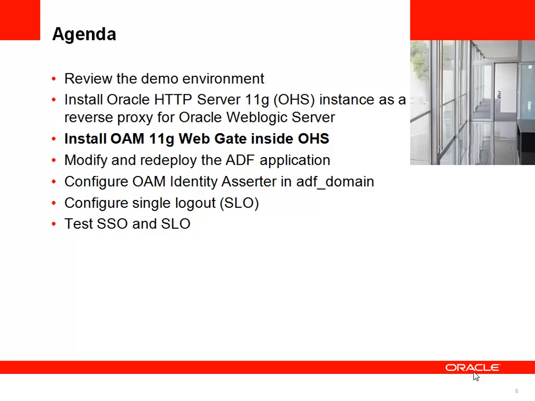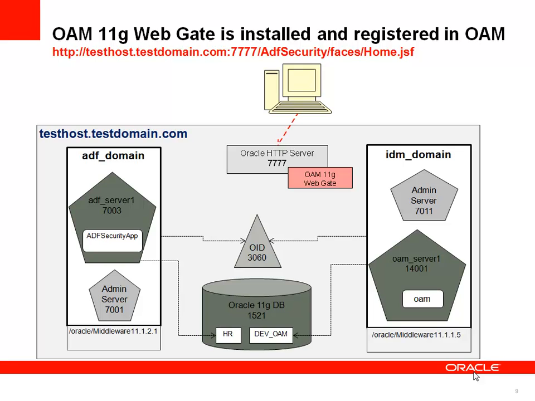register this WebGate in the Oracle Access Manager server. But before we go into the installation details, let's have a look at what will be the sequence of events when the user tries to access the ADF application when the WebGate has been installed and successfully registered in the OAM. So first, the user tries to access the OHS port, and the request is forwarded to the OAM 11g WebGate that is registered in the HTTP server.